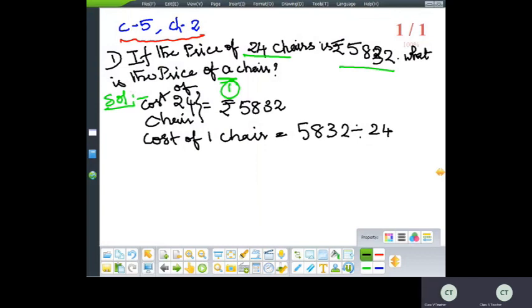Yes or no? You can even go on doing 5,832 minus 24 till you get 0. You go on doing subtraction repeatedly till you get 0 in the answer. The number of times you do the subtraction, that will be your answer. So instead of that, we can do it in a simple way: 5,832 divided by 24. So now let us do the division part.